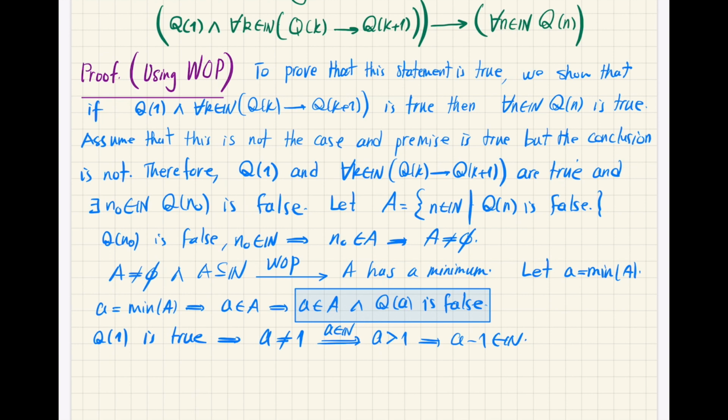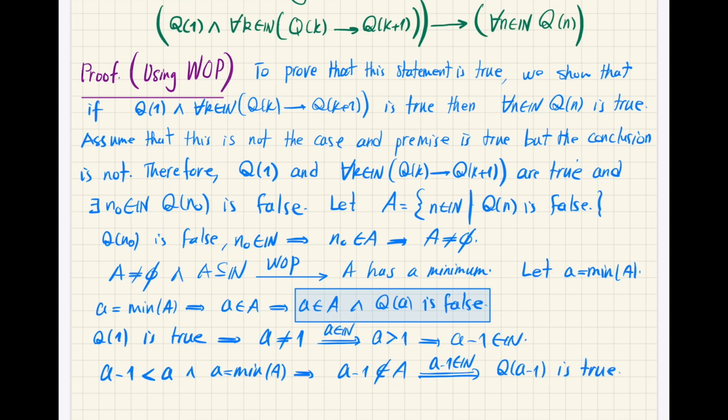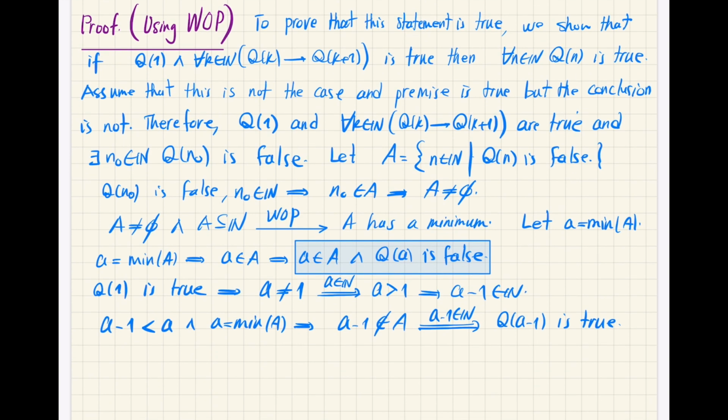On the other hand, you see, this part of the proof is exactly as before. a minus 1 is less than a, and we know that a is the minimum of A, so this implies that a minus 1 does not belong to A. But since a minus 1 is a natural number, the reason that a minus 1 does not belong to A is because this a minus 1 violates this part. So it means that Q of a minus 1 is true.